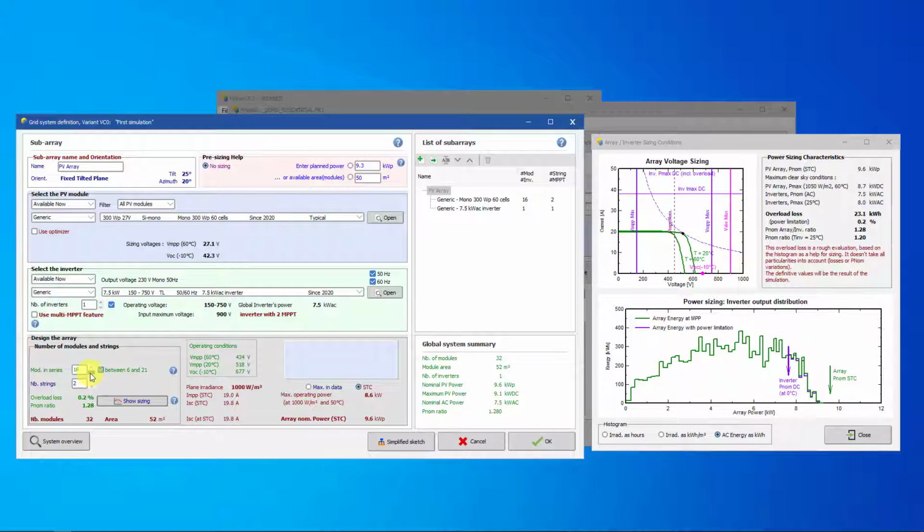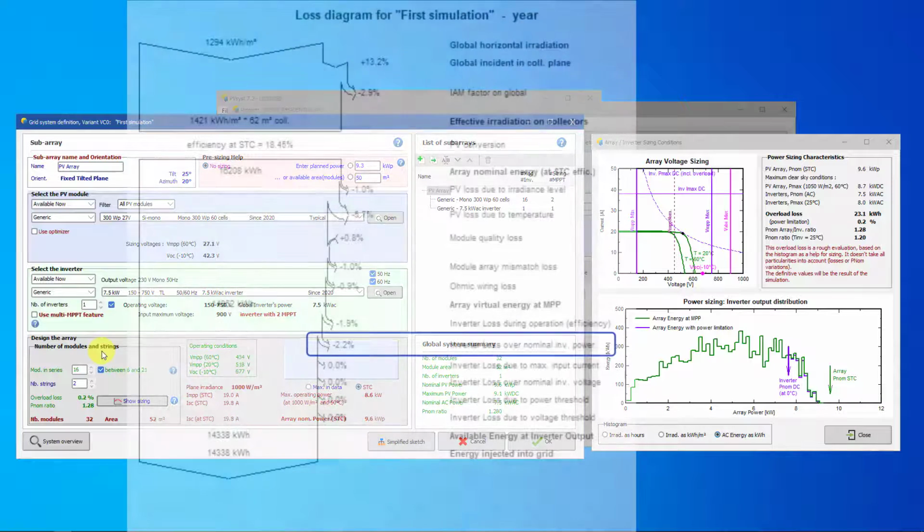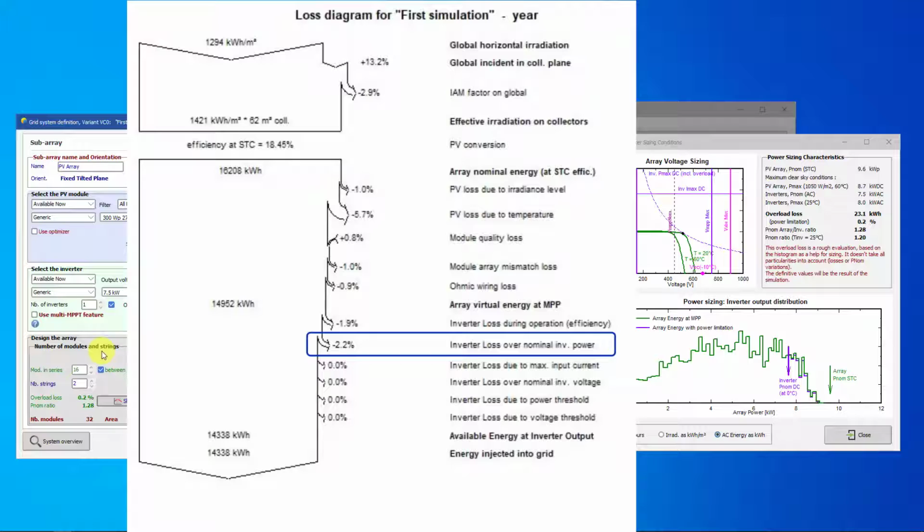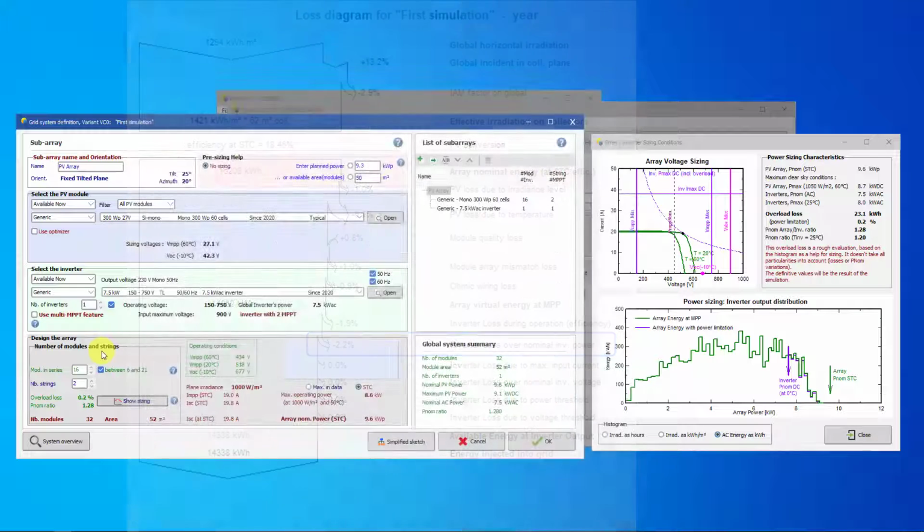Note that the overload loss calculated by the simulation may be significantly different from this sizing value. The overload loss calculated in the sizing tool is a rough approximation that cannot take all of the system losses into account. The overload loss in the final report will be the result of the detailed hourly simulation. It is usually lower than the estimation given here in the array sizing tool.